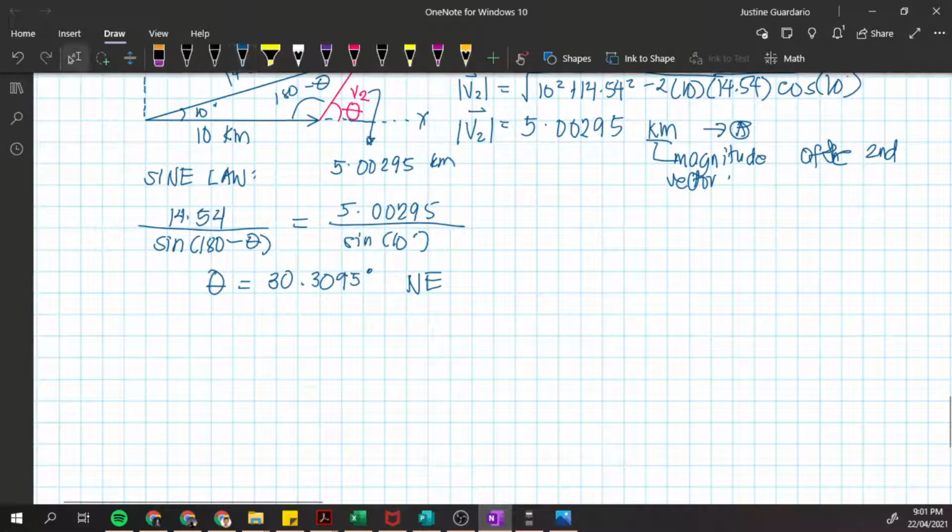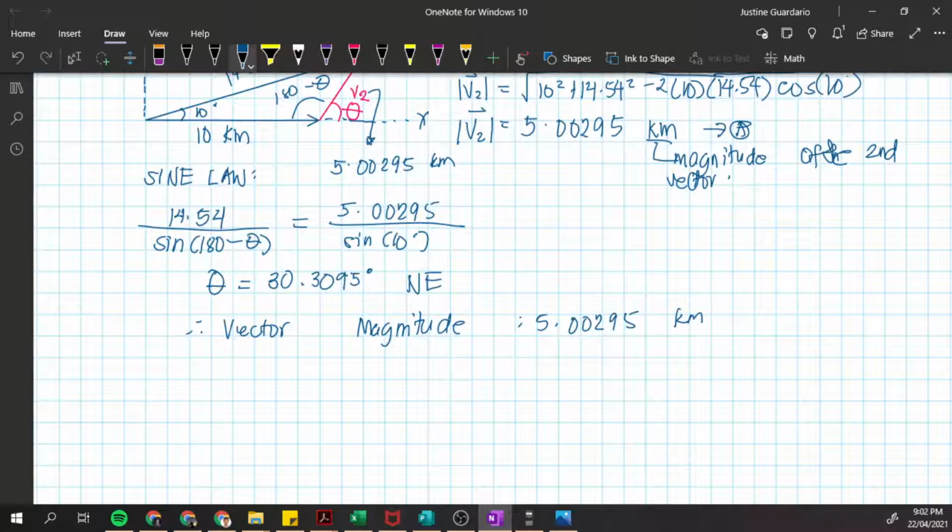Therefore, vector 2 has a magnitude of 5.00295 kilometers. Then, the direction is equal to 30.3095 degrees northeast, okay? From east going to the north. So, this will be our answer.